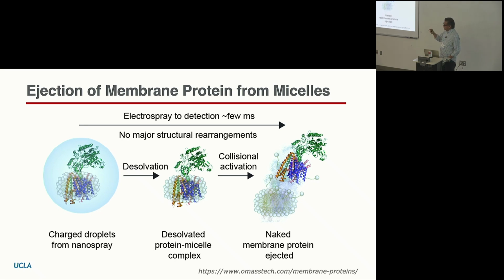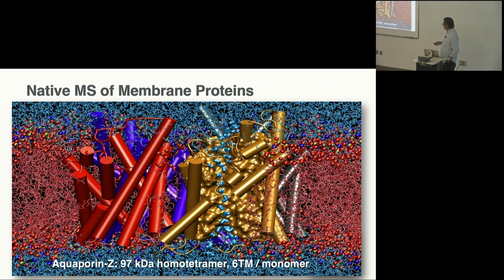So there's some tuning going on. Every instrument does it a little bit differently, but once you've figured it out, you can get some quite nice looking spectra. So here's one from our laboratory. This is a protein called aquaporin. It's a water channel protein. It has 6 transmembrane domains per monomer.